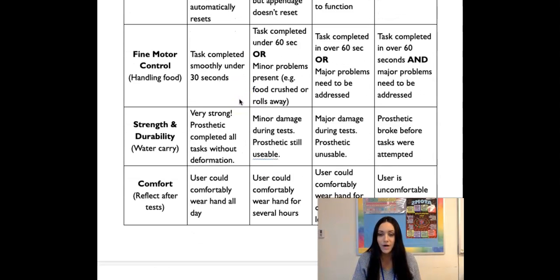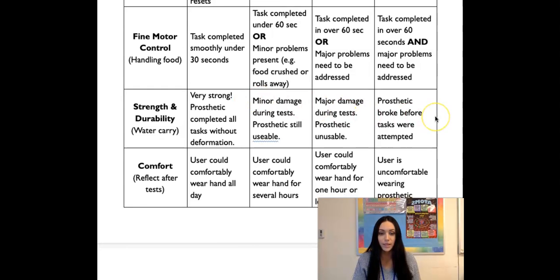Next, we will look at the fine motor control. This is related to Layla's ability to handle food with the prosthetic. So in this, you will be asked to move 5 olives, which remember we will use crumpled up paper balls, from one plate to another. If you are able to perform this task in under 60 seconds with a little amount of problems, meaning you don't crush the olive, it doesn't fall off the table and roll away, you will receive a 3. If you can smoothly and easily perform this task of moving the 5 olives in less than 30 seconds, you will earn a 4.